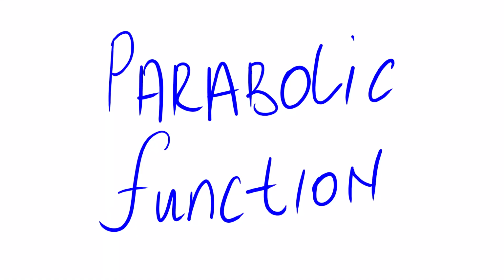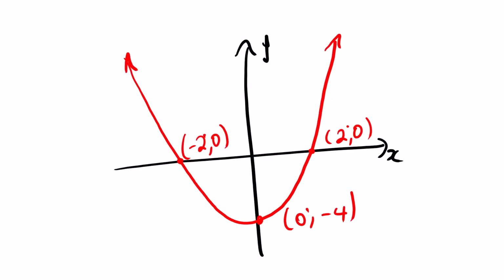Today we'll be looking at interpretation of a parabolic function. Let us start. Suppose you're given a question like this, and the question says determine or work out the equation for this given parabolic function. Now in this case you can see that we are given the x-intercepts and the turning point.